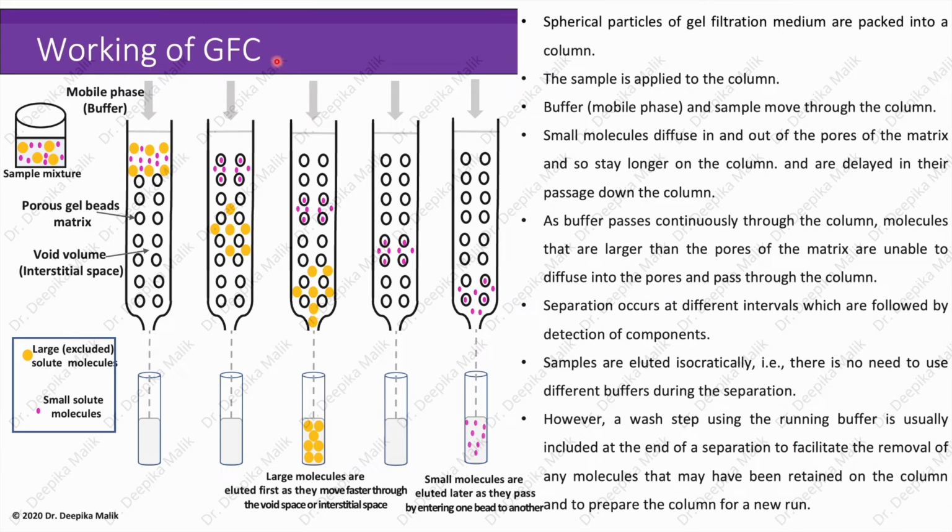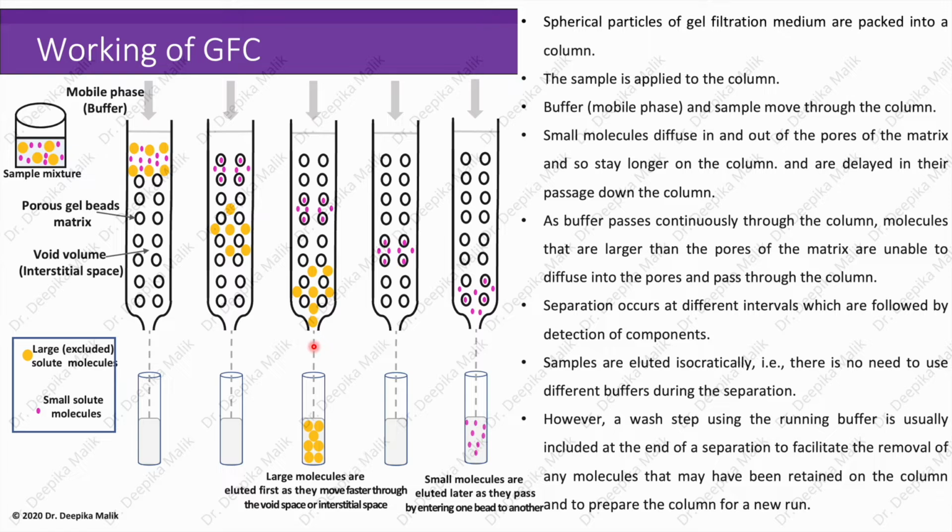Here, first spherical particles of gel filtration medium are packed onto the column. The sample is then applied to the column. Buffer or mobile phase and sample move through the column. Small molecules diffuse in and out of the pores of the matrix and so stay longer on the column and are delayed in their passage down the column. As buffer passes continuously through the column, molecules that are larger than the pores of the matrix are unable to diffuse into the pores and pass through the column first.